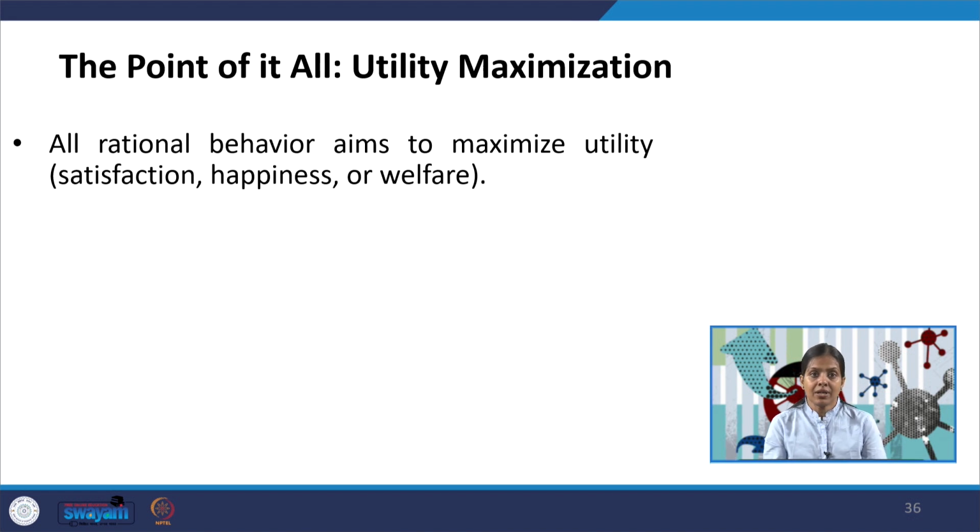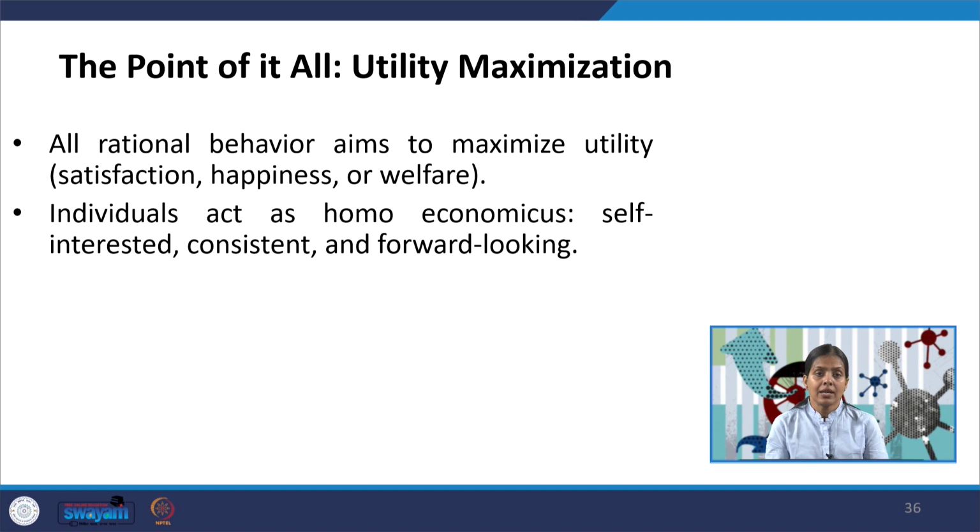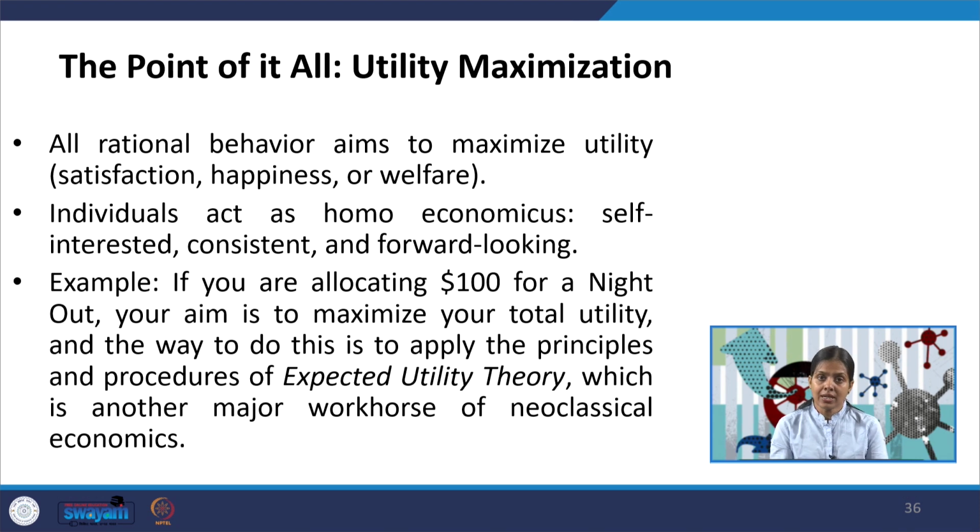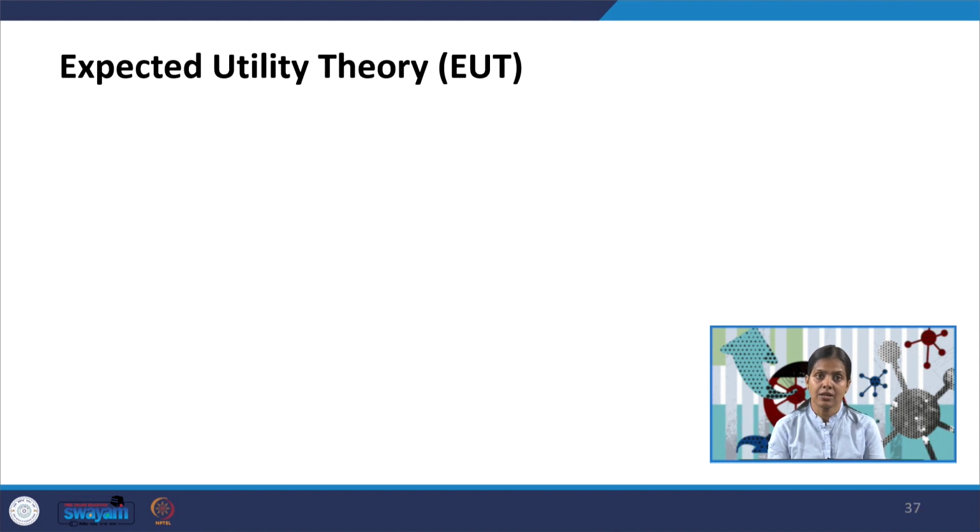All rational behavior aims to maximize utility. Utility can be conceptualized as satisfaction, happiness or welfare. Individuals act as homo economicus: self-interested, consistent and forward looking. If you are allocating $100 for a night out, your aim is to maximize your total utility, and the way to do this is to apply the principles and procedures of expected utility theory, which is another major workhorse of neoclassical economics. We will now briefly talk about expected utility theory.